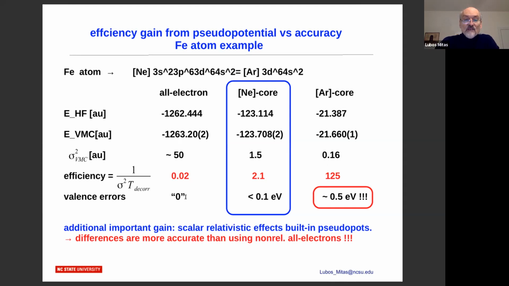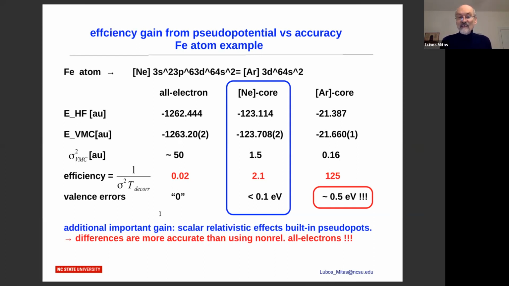Now, let's talk about the 0 in quotes. There's an important point. If you do a straightforward calculation of the iron atom with the nuclear potential in an all-electron setting, there are scalar relativistic effects which actually affect the differences by roughly 0.2 electron volts or so. Therefore, you are not very accurate with all electrons. You have to put in scalar relativistic effects.